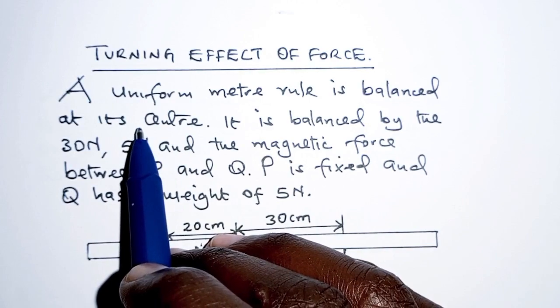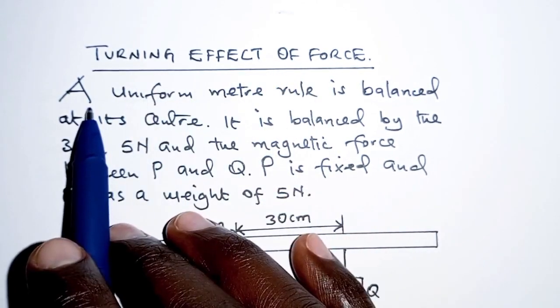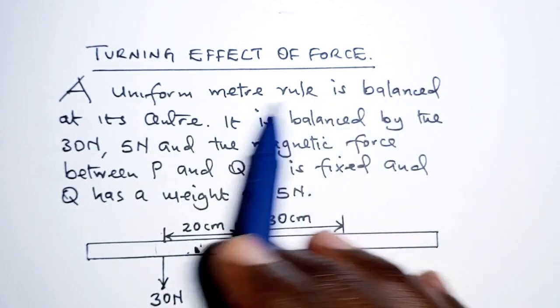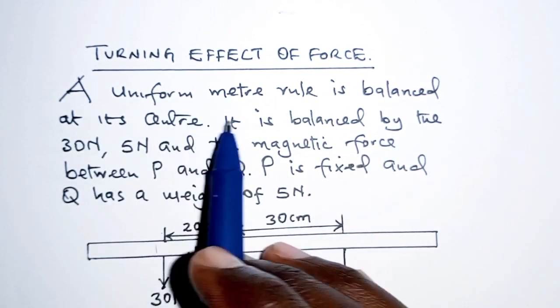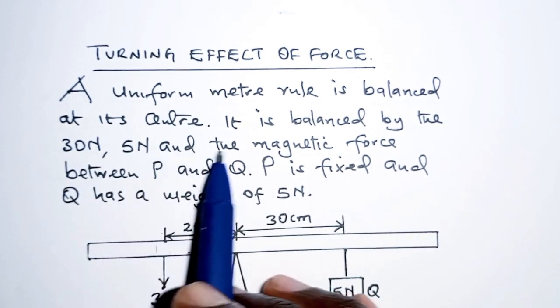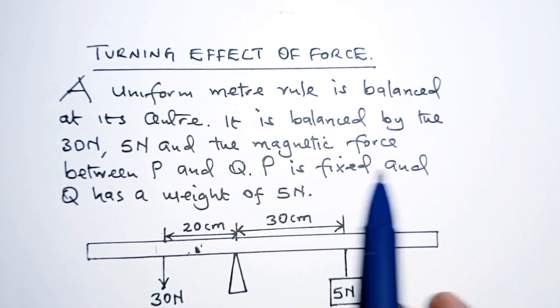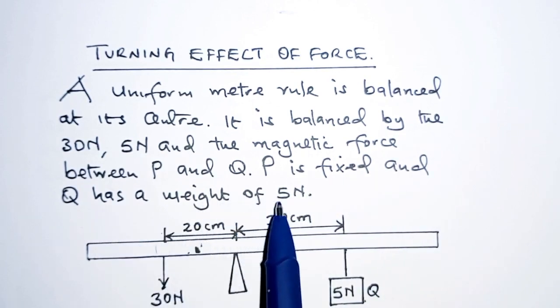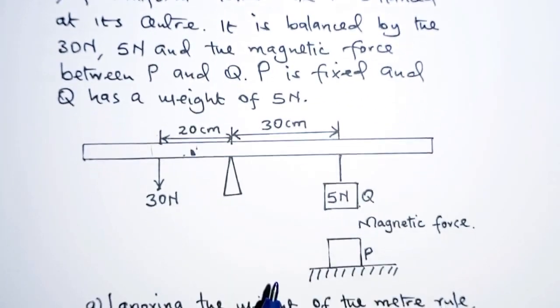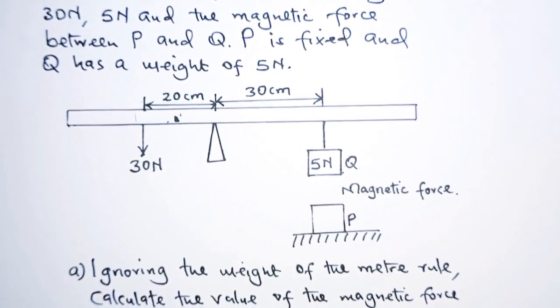Hello everyone, today's question is about turning effect of force. A uniform meter rule is balanced at its center. It is balanced by the 30 newtons, 5 newtons and the magnetic force between P and Q. P is fixed and Q has a weight of 5 newtons. So we have the diagram here, just as described.